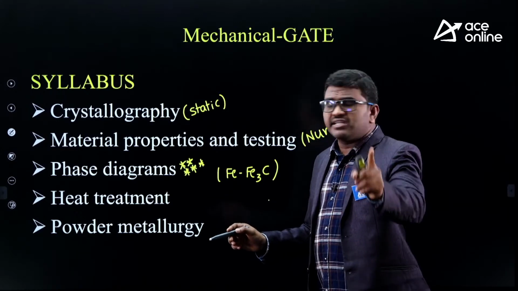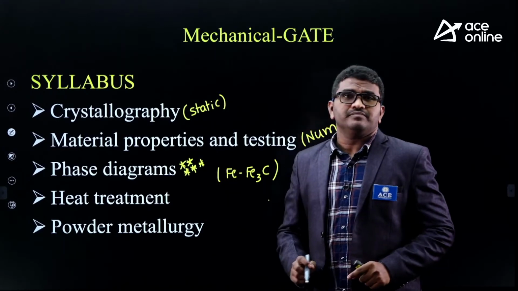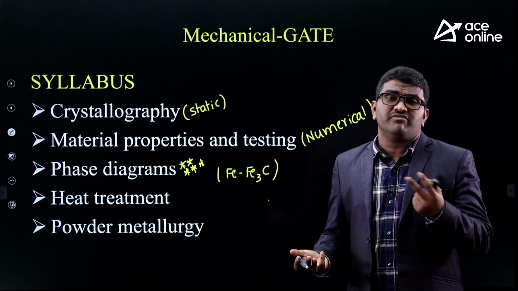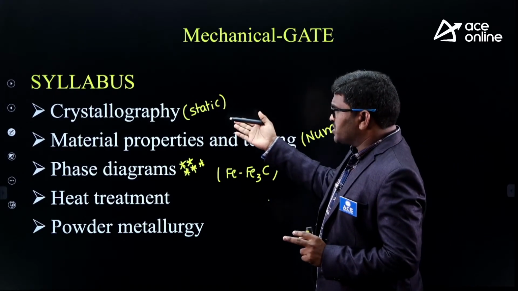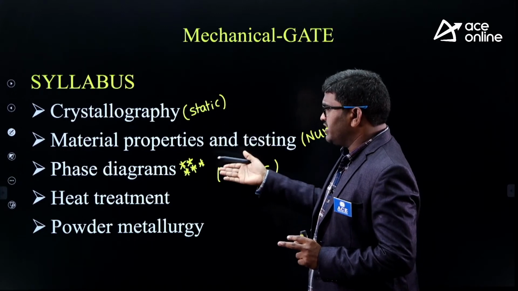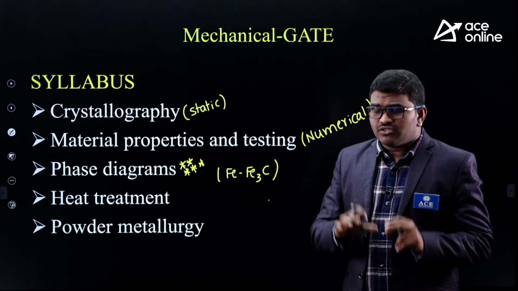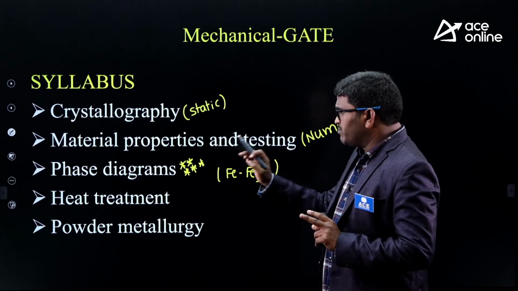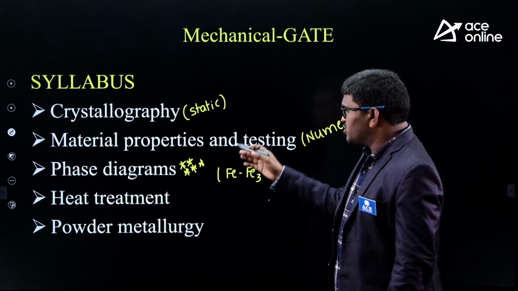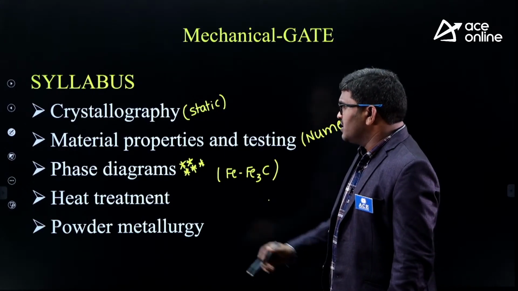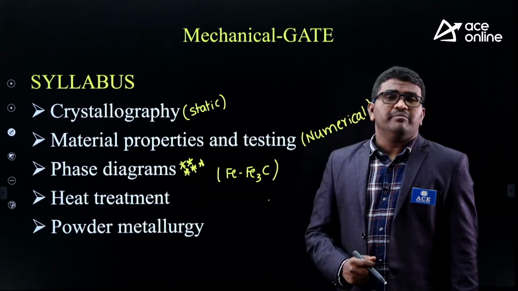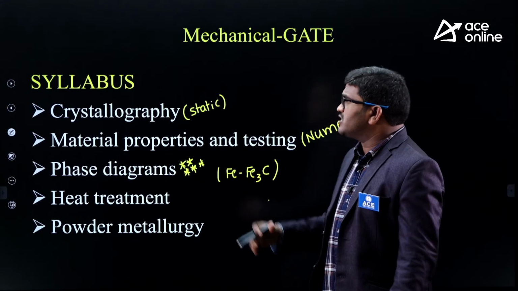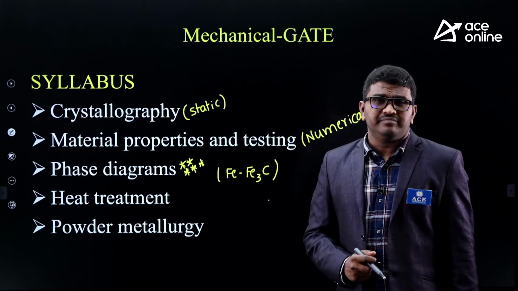Every year, there is one question from the phase diagram, whether it may be a 2-mark question or 1-mark question. And one more question may be from crystallography or material properties, heat treatment and powder metallurgy. So most preference I will give you the phase diagrams. The second most preference is material properties. Third is heat treatment. Fourth is crystallography. Fifth is powder metallurgy. Okay. These are the topics for mechanical GATE.